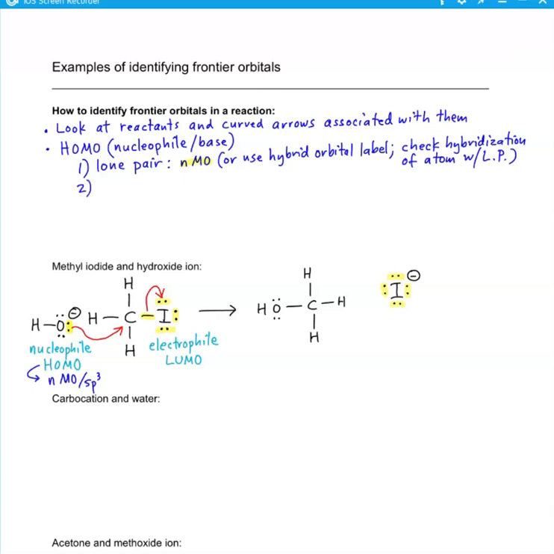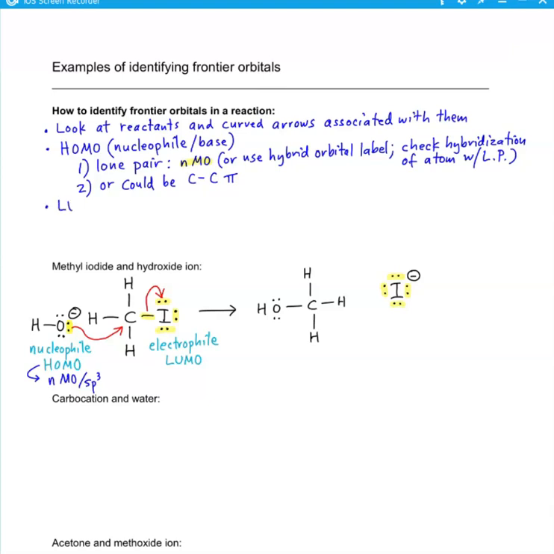Now, the other case, which you'll see from time to time, more often than not, you'll see it being a lone pair, but the HOMO could also be a pi bond. So a nucleophile could be something like an alkene that uses its pi electrons to attack something else. So it could be a CC pi. Okay, we'll see examples of that as we go forward, but for now this is pretty good.